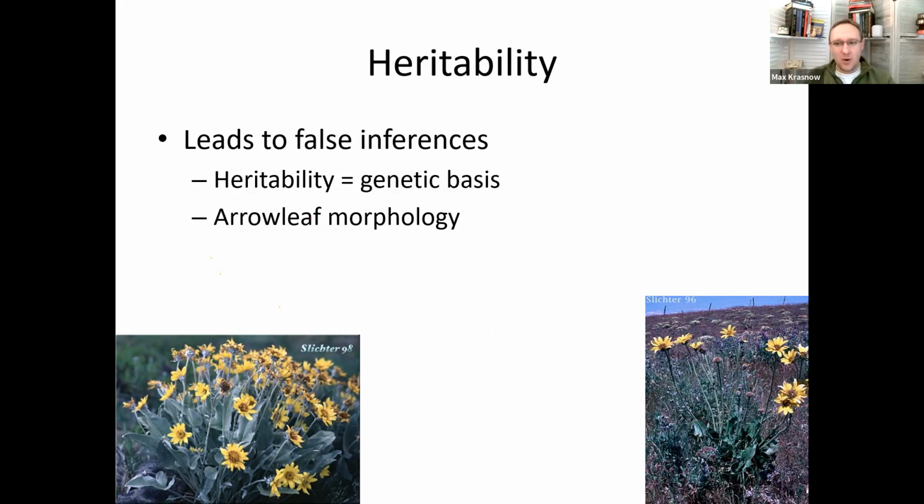So think about it. What would the heritability of leaf shape be for the arrowleaf plant? Would anyone like to take a guess? If you had to guess if it was 0 or 1, what would you say? .5, splitting the difference.